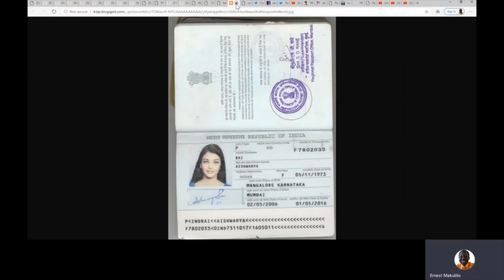I'm going to delete this one, I don't need it. This person has just two names. The last name, which is her surname, is Rai. And the given names, she has just one name, Aishra, I don't know how to pronounce it. So when you fill the application form, you will say no middle name. I will show you.